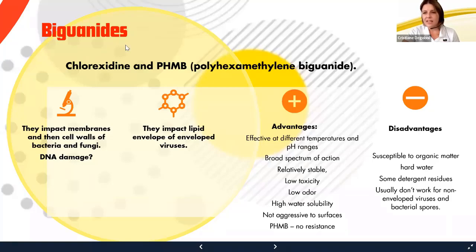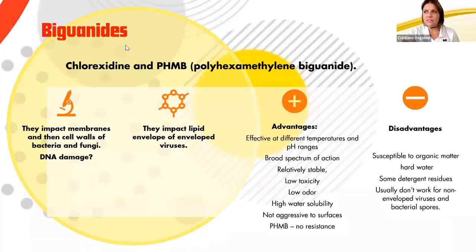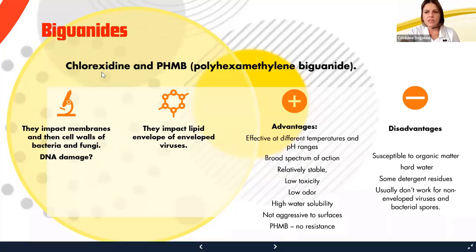Biguanides work in a similar way. They're very alike with quaternary ammonium compounds. That's why I like to bring them together. The most common ones are going to be chlorhexidine and PHMB. PHMB is the one that I like the most.